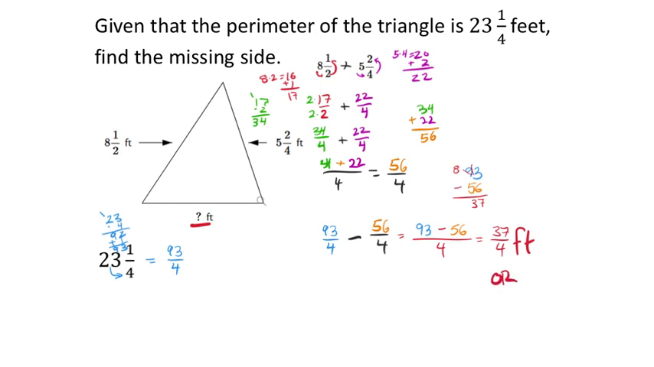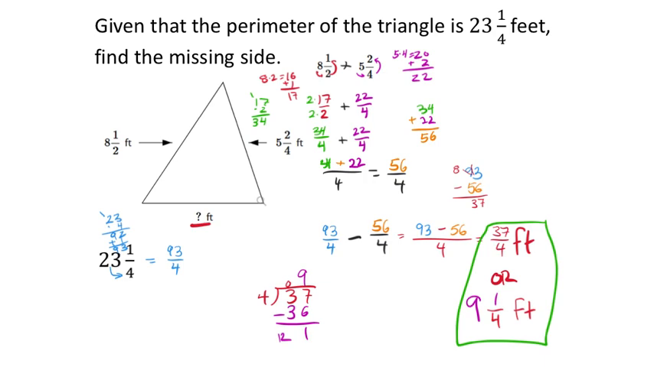Or if you want to change it into a mixed number, well, we'd have to do 37 divided by 4. 4 doesn't go into 3, but it goes into 37 9 times. 9 times 4 is 36. When we subtract, 7 minus 6 is 1. That's our remainder. So you could have said it was 9 and 1/4 feet as well.